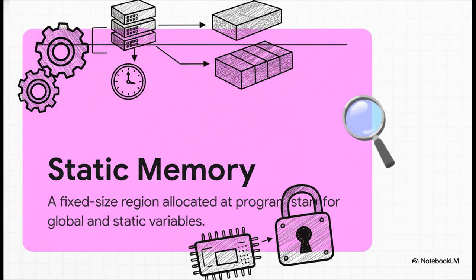Think of this as permanent storage. Before your program even runs, the compiler looks at all your global and static variables and says, okay, I need exactly this much space. The second your device boots up, that block of memory is set aside and it just stays there, totally unchanged for as long as the program is running.